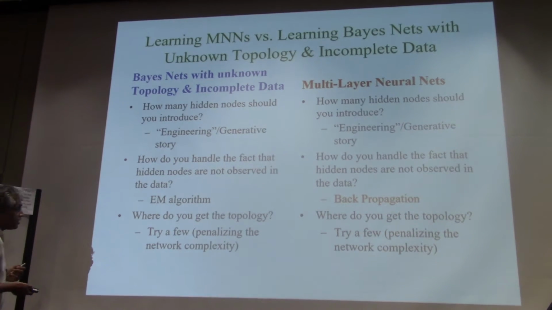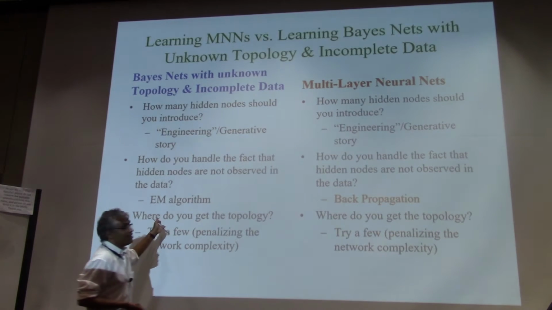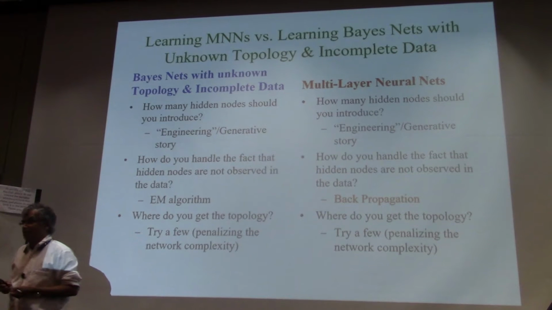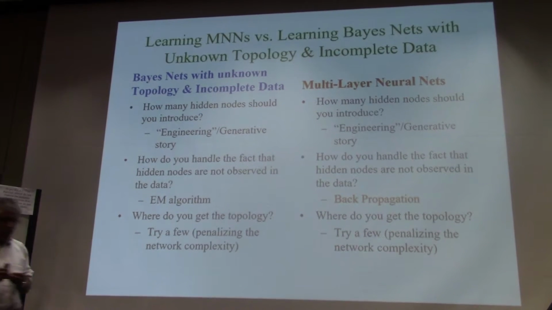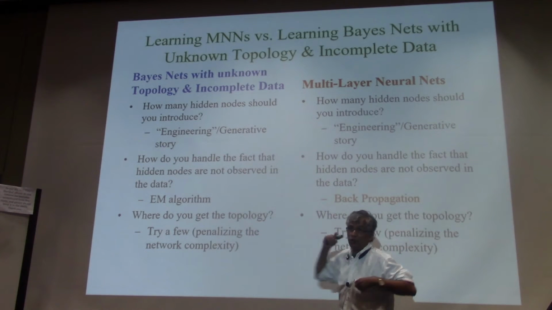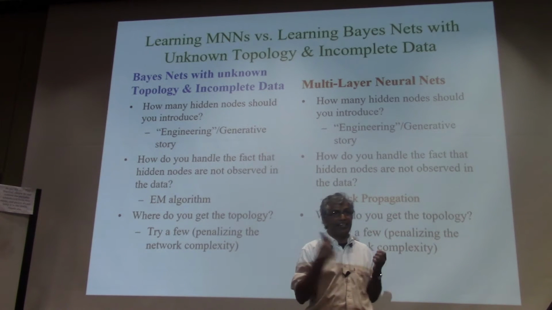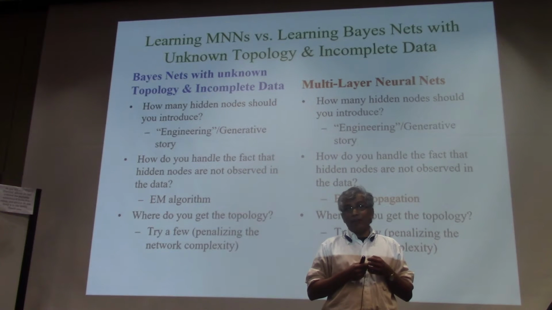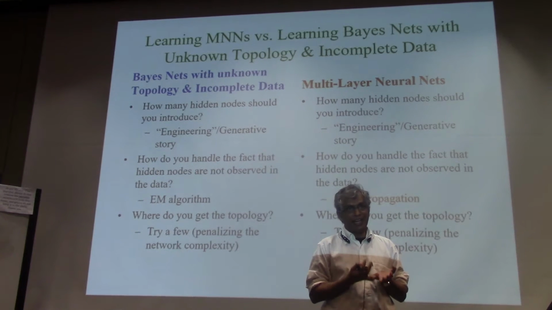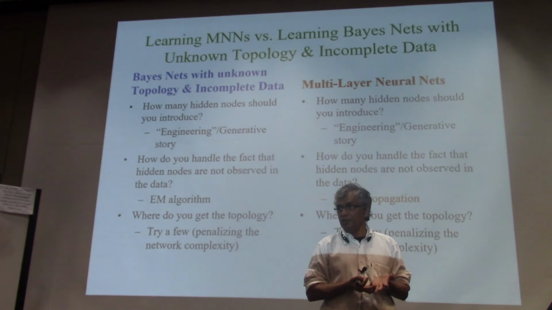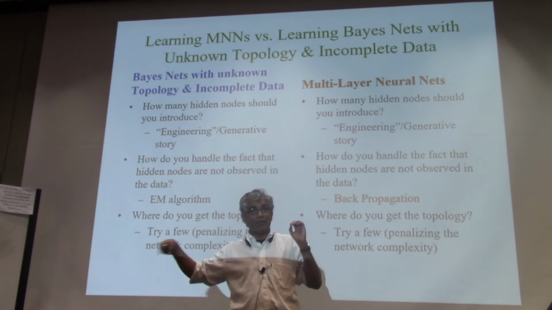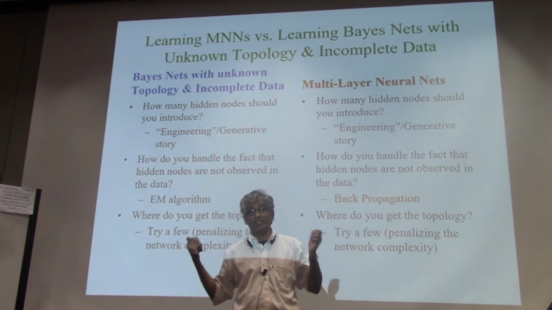And then where do you get the topology here? I told you, it's basically an engineering issue. You try to start with a sparse topology and keep adding extra links, extra edges. And of course, as you keep adding extra edges, data likelihood can only improve. But you also have a penalty term, which is proportional to the complexity of the network, which is the number of edges in the network.